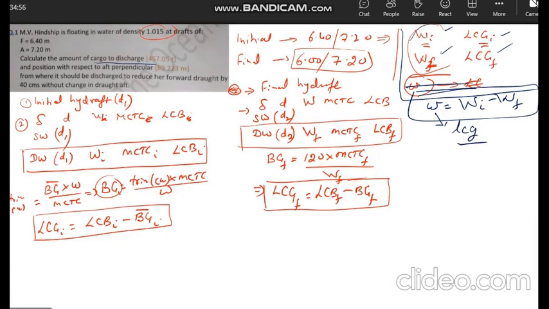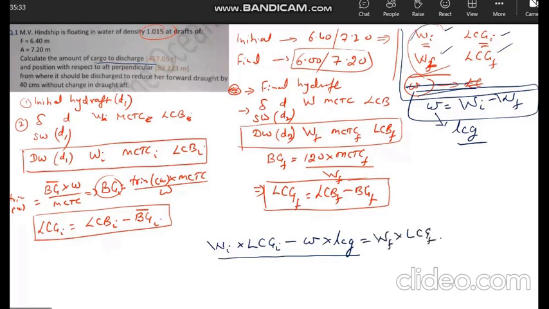Now, let us say the LCG of this cargo is X, whatever you want to say. So now, what do we have? We have the initial longitudinal moment, which will be equal to initial displacement into initial LCG. From here, you have discharged some weight. How much? Small w. What was the LCG of small w? Take X or LCG, whichever, no problem. This will equal the final longitudinal moment, which will be W final into LCG final. From here, you know everything except this. This is the only missing term. Correct, guys? You can get that LCG. That will be answer B. Yes or no? Simple. Yes, sir.